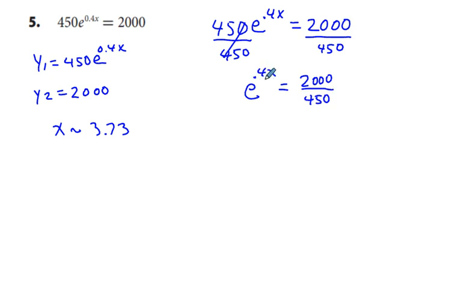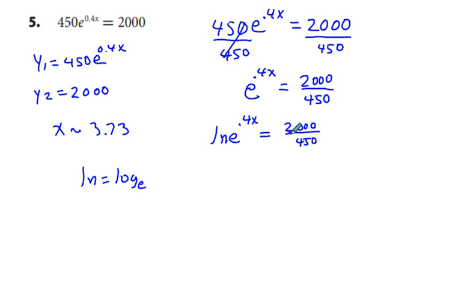And then what we can do is take the natural logarithm, which is log base e, and do this to both sides of the equation. So ln of e to the 0.4x is equal to ln of 2,000 over 450.